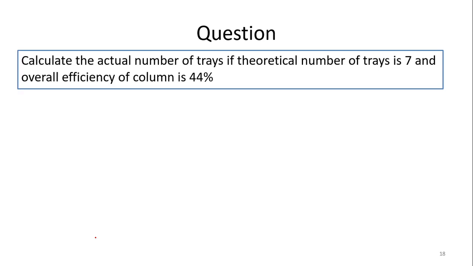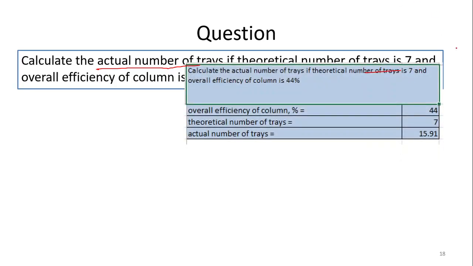Now let us take a simple example of the efficiency. Calculate the actual number of trays if the theoretical number of trays is 7 and the efficiency is 44%. Very easy, you just have to divide. So 7 upon 0.44, sorry, 0.44. That gives roughly 15.91. You can say 16 actual trays are required.